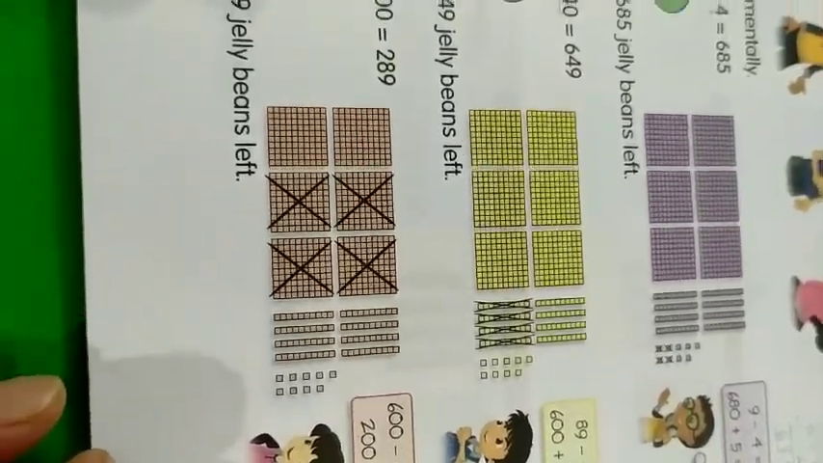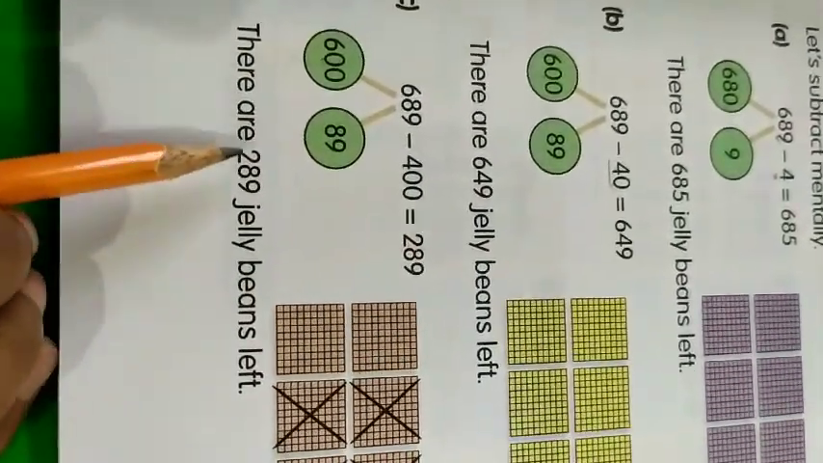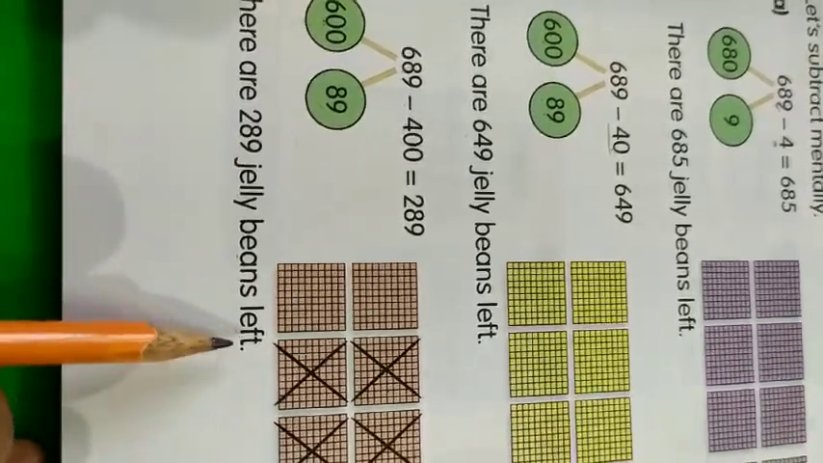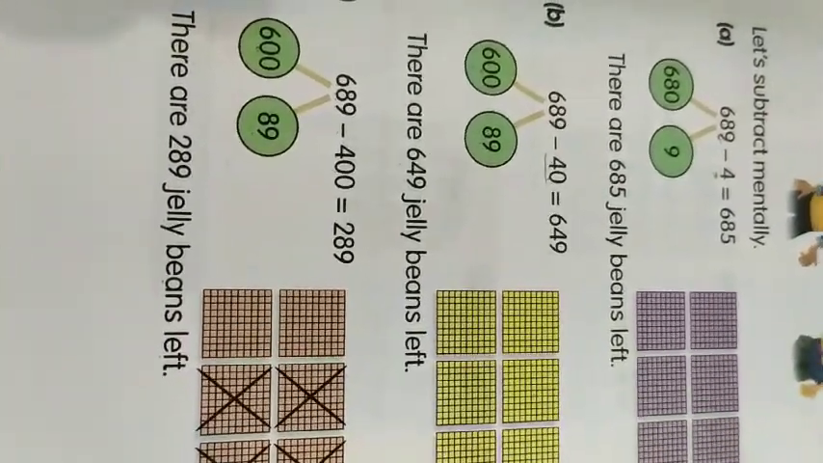The answer is in this way. You see, there are 289 jelly beans left. Okay children, I hope you have understood.